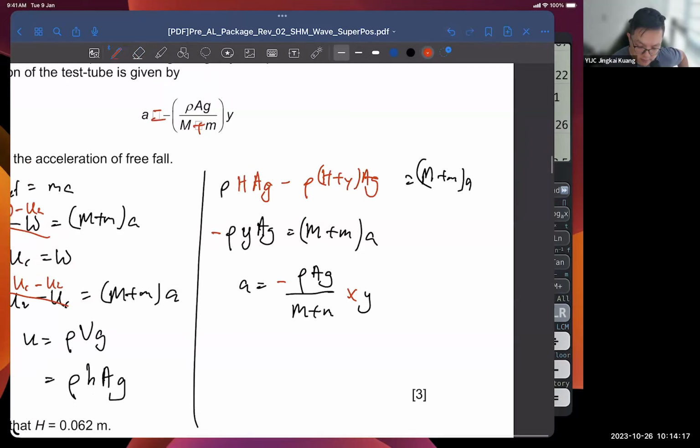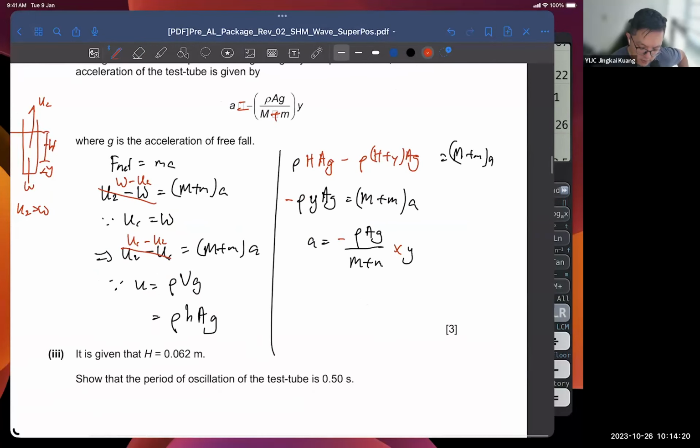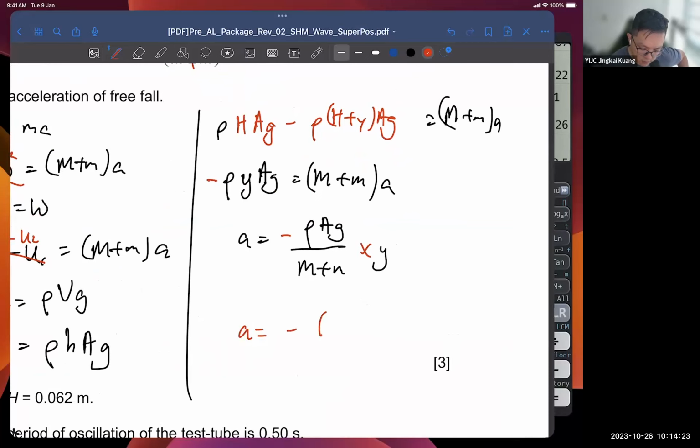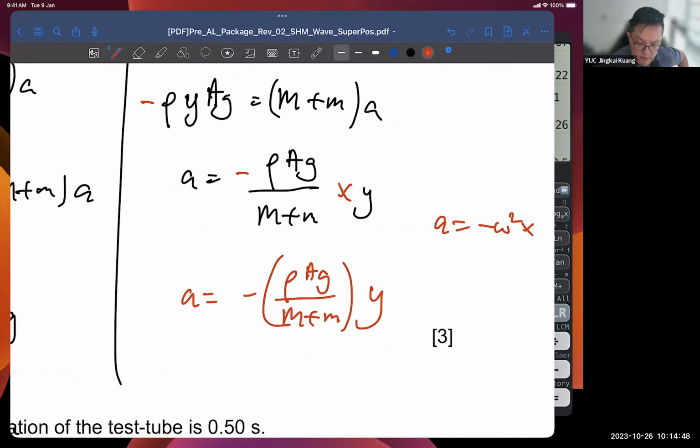Okay, so once you have that, then you see, oh, actually this whole thing here is what you want. So A equals to negative rho AG over M plus m. That's why. Okay. The second thing is interesting. I don't know if you can spot it now. Remember we talked about SHM equation, right? The basic form is A equals to negative omega square X. Okay. So you check this equation here, this equation already fulfills the form. Okay. So A equals to negative omega square X. So this is your terms.